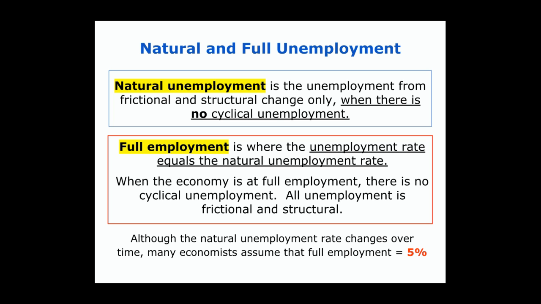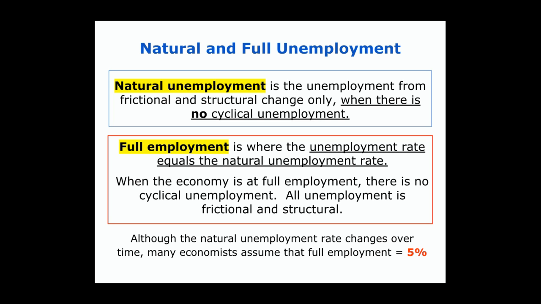I said earlier that conventional wisdom amongst economists, they use this 5% number. This is not based on any sort of formula or science. It's really more of a rule of thumb. When it's 5% or lower, we say we're either at or below full employment, and when it's 5% or higher, then we are not at full employment.